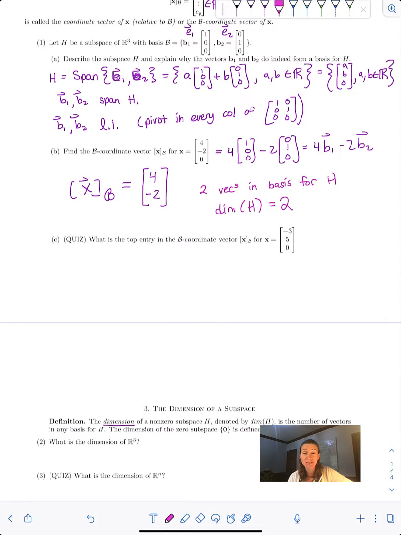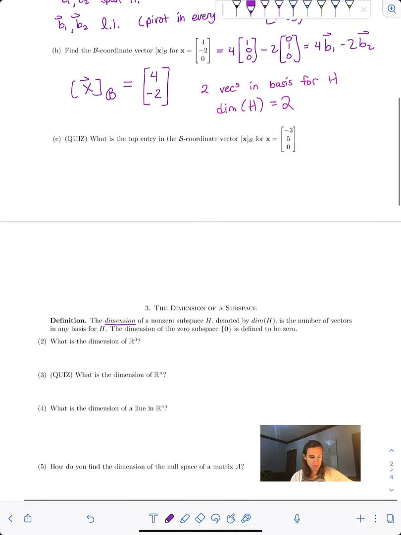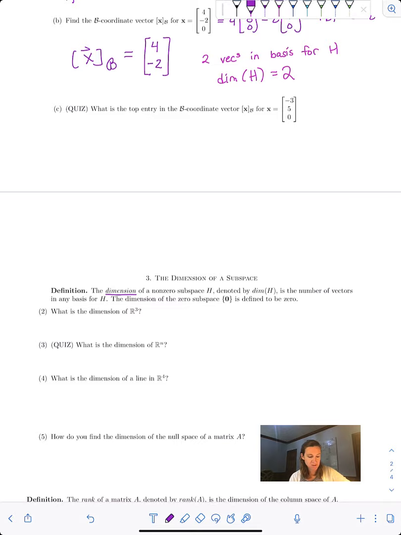Even though H sits inside R3, its dimension is the number of vectors in a basis. So why does this match up with what you think about dimension? It's the number of degrees of freedom, the number of directions you can move in. Okay, so we always say that the 0 subspace has dimension 0.